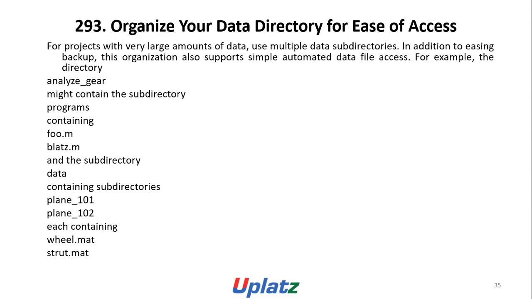For projects with very large amounts of data, use multiple data security in addition to using backup. The organization also supports simple automated data file access. For example, the directory analyze_here may contain the separated projects, with the subdirectory data containing plan 101, each containing wheel match and struct match.